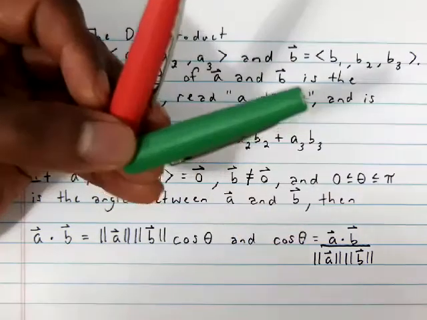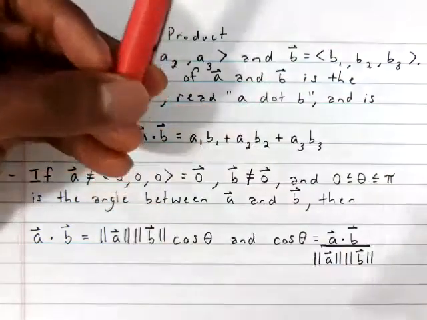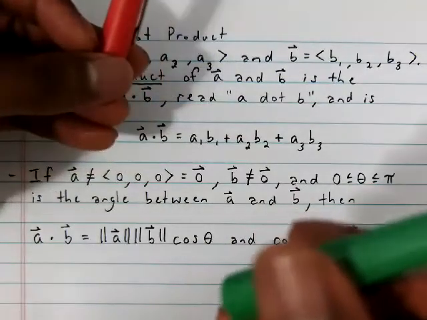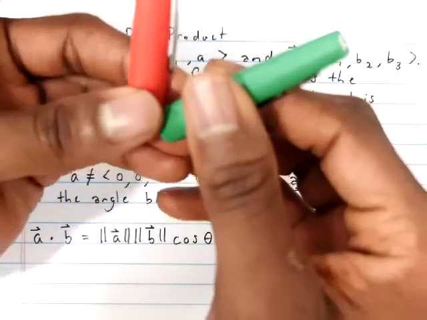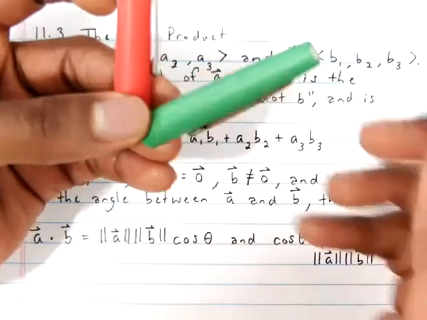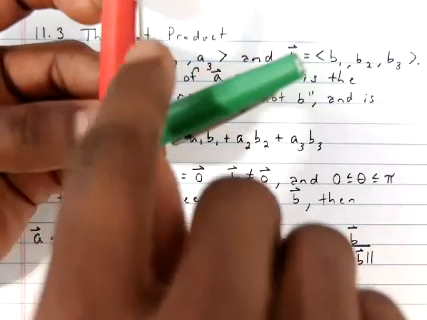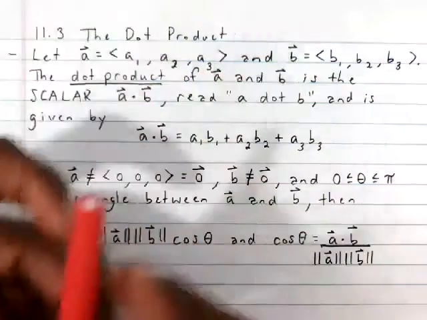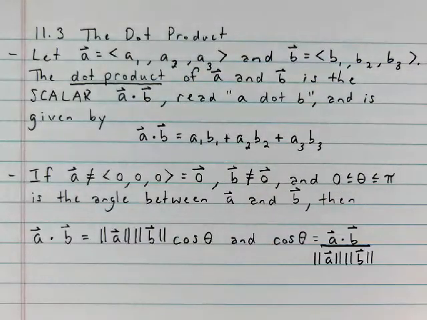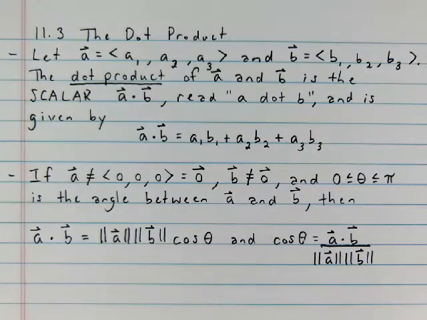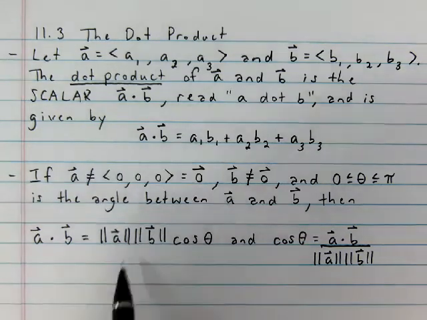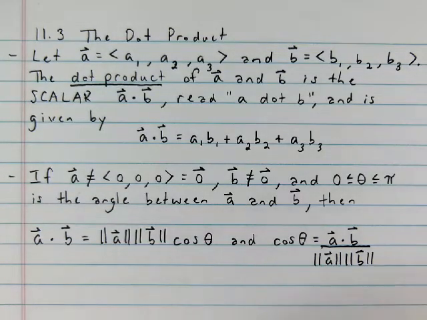So although these vectors began here and here, we take them and put their 2 initial points together, and then they form a plane. And in that plane, we take the angle between those 2 vectors. And that's what this theta is that we're talking about here. So now with that, we have a different formulation of the dot product based upon the lengths of the vectors and the angle between those 2 vectors.